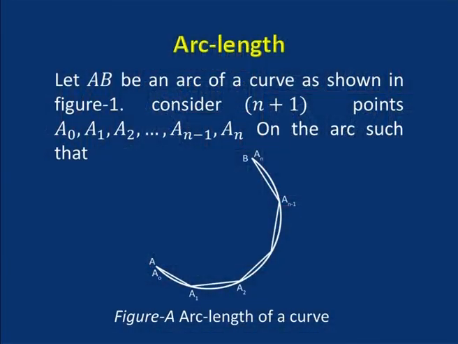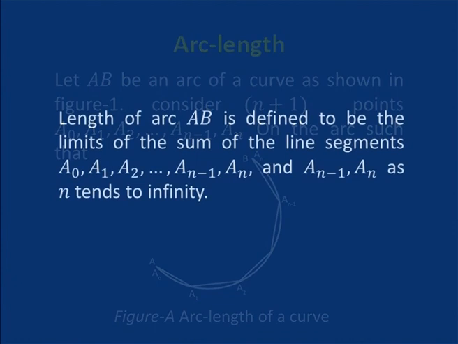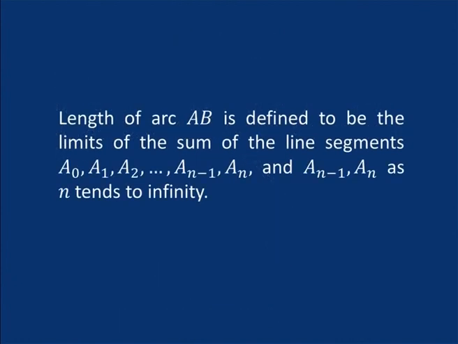First one is arc length. Let AB be an arc of the curve as shown in the figure. Consider n plus 1 points A0, A1, A2, ..., An on the arc such that as shown in the figure. Length of the arc AB is defined to be the limit of the sum of the line segments A0A1, A1A2, ..., An-1An as n tends to infinity.